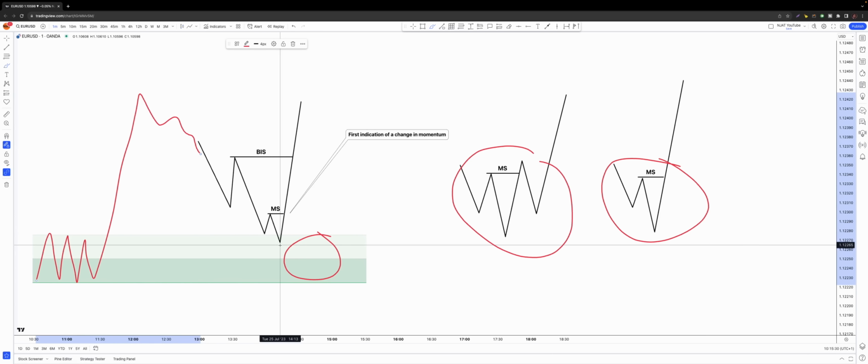So where would you look to trade these? Notice these examples are happening at higher time frame mitigations. That's a key part to picking the correct mitigation. We're not just trading these any old place.